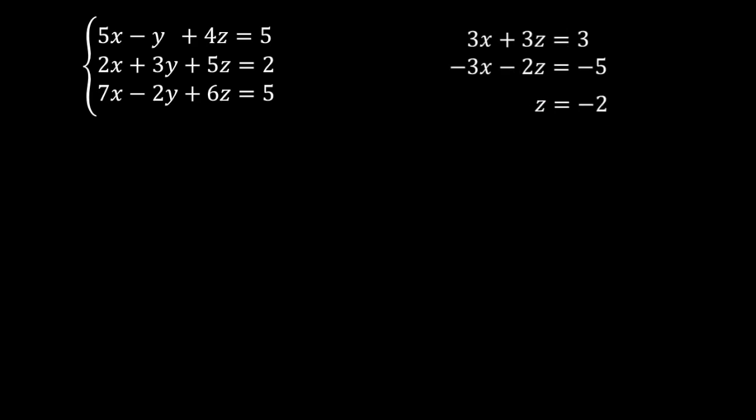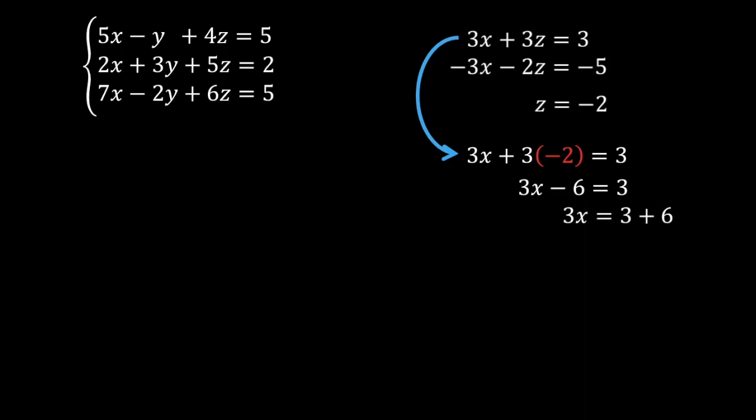Since I now know z, I can use substitution to find x. Let's use 3x plus 3z equals 3. Substituting, I get 3x plus 3 times negative 2 equals 3. Simplifying, I get 3x minus 6 equals 3. Adding 6 to both sides, I get 3x equals 9. Then I divide both sides by 3 to get x equals 3.